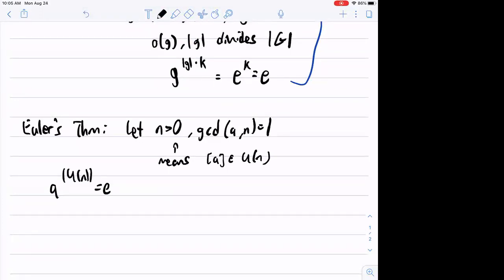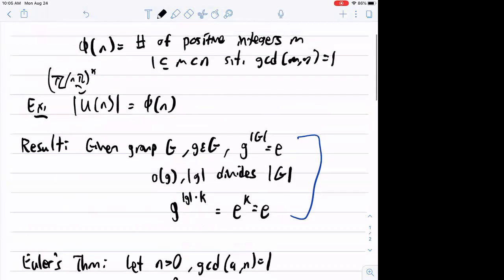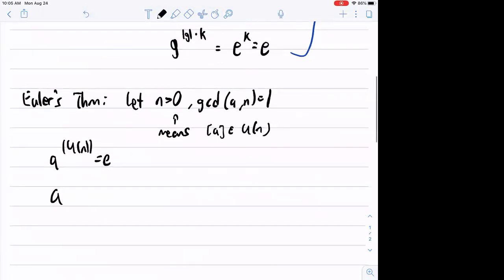But what does it mean in the U of n case? What's the order of U of n? It's phi of n, right? So a to the phi of n, and in this case equals means congruent, congruent to the identity of U of n, which is 1, mod n. So this is Euler's theorem. If you raise any element in U of n to the phi of n power, you get 1, which is the identity.